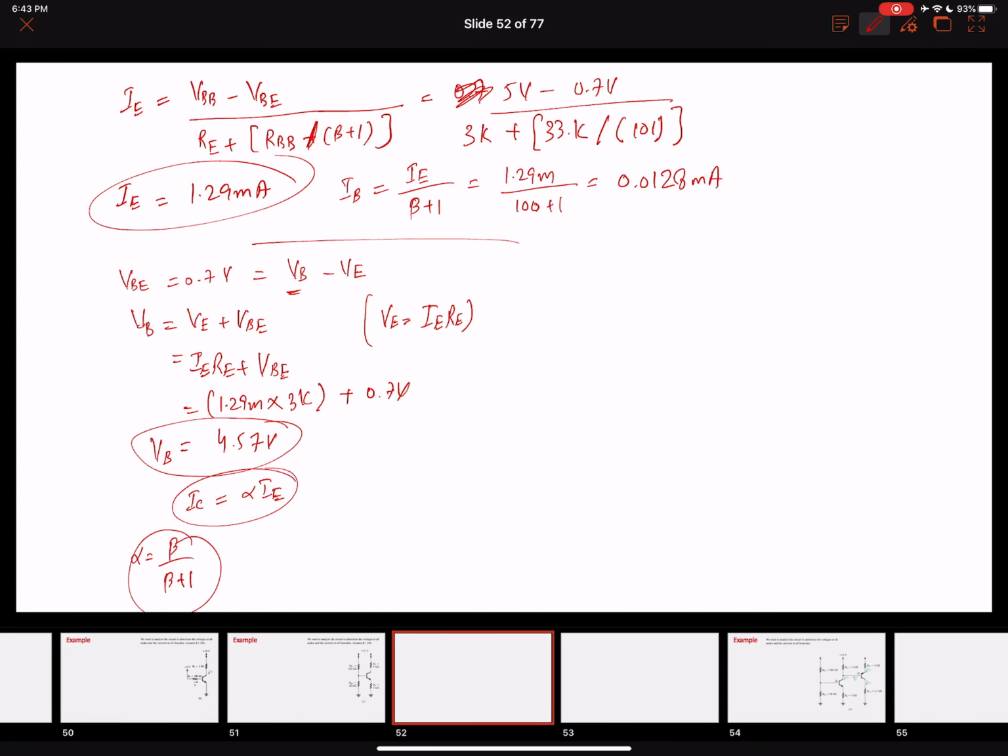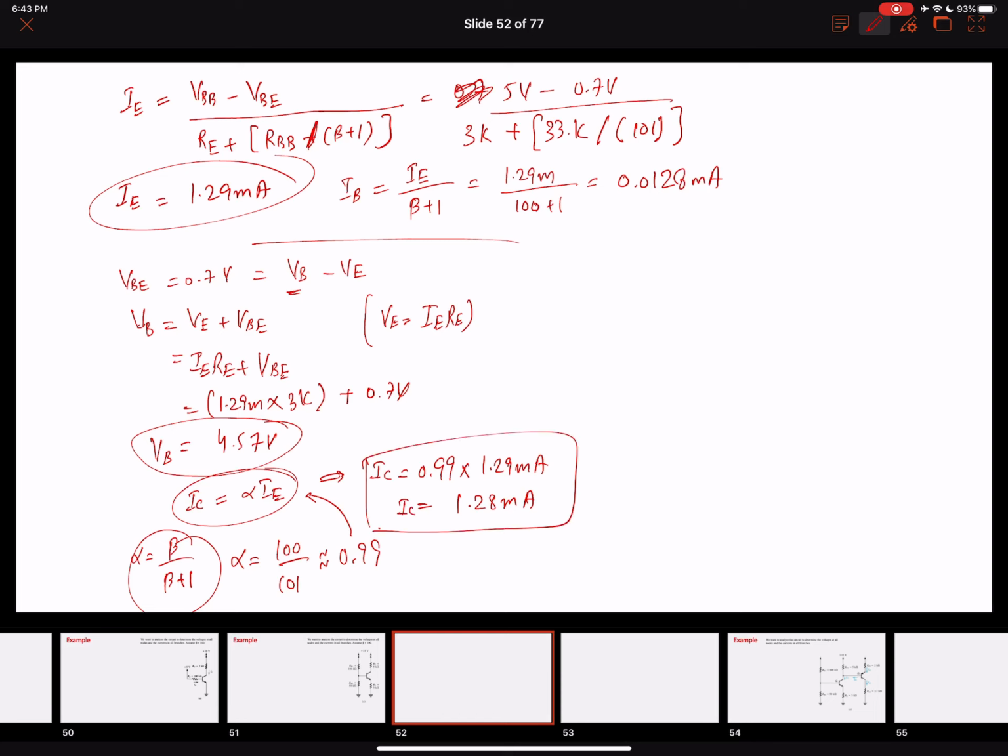Okay, so beta over beta plus 1. Again, alpha equals beta, which was 100 over 101, so it will be 0.99, the value of alpha. We can put down this value over here. The value of the collector current will come out to be 0.99 multiplied by IE. IE is 1.29 milliamperes, so the collector current will be equal to 1.28 milliamperes. So this is the value of the collector current.